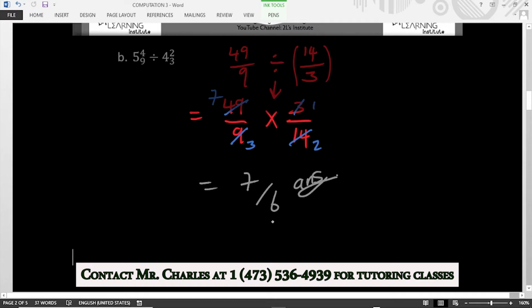And of course we could take that 7 over 6 and convert it to a mixed number. 6 into 7 is 1, with remainder 1, because 6 ones are 6 and 6 from 7 is 1, so remainder 1 over 6. That as well could have been our answer: 1 and 1 over 6, or 1 and a sixth. Good.